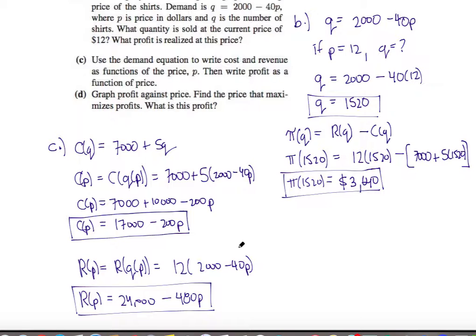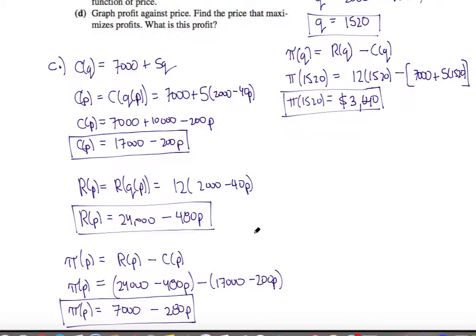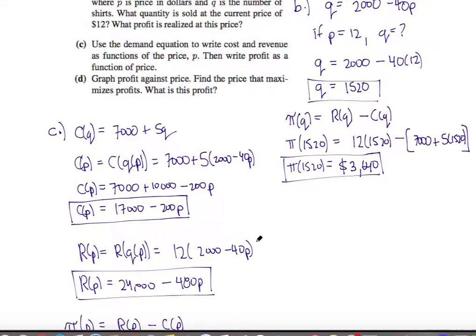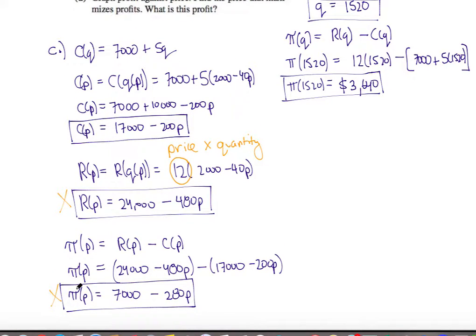Now, for part D, it says graph profit against price. Find the price that maximizes profit. So, we actually have an interesting situation here where we have a problem. And that is this, that when we made our revenue function, we assumed that the price was still $12. Because in actuality, revenue should be price times quantity. So in actuality, our price is not $12, and this is in fact incorrect, which makes our profit function incorrect.